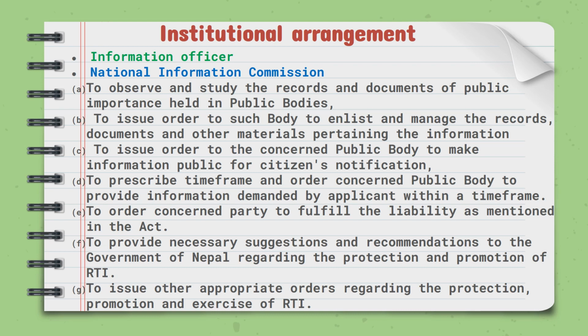What are the institutional arrangements in Nepal regarding right to information? Right to Information Act 2064 made it mandatory to appoint information officer in public institution. There is provision of National Information Commission.